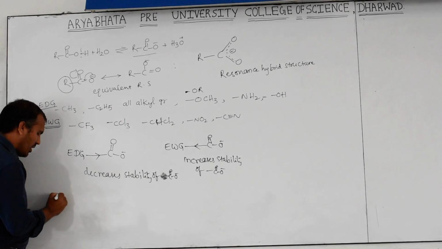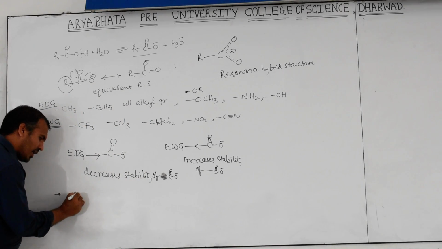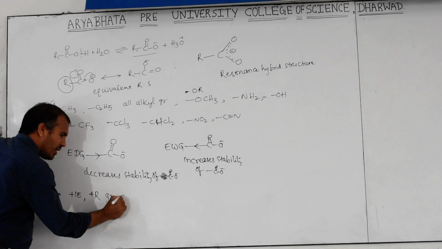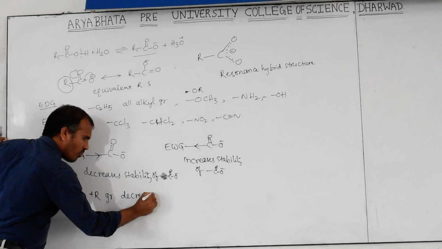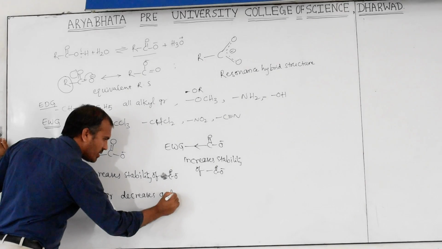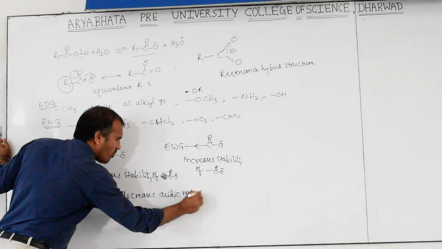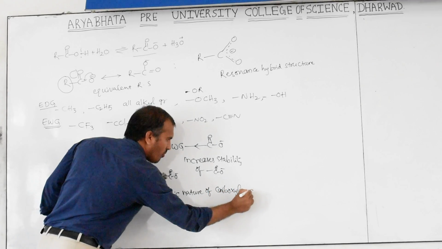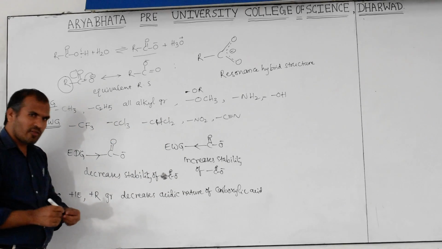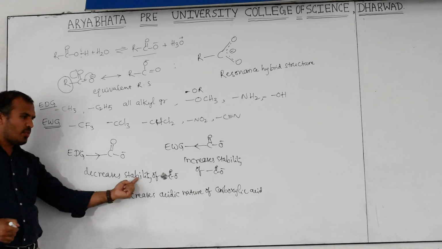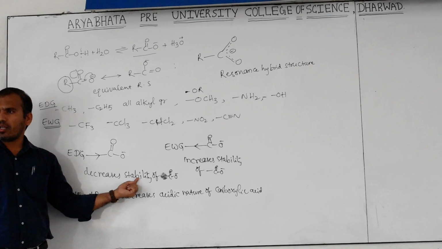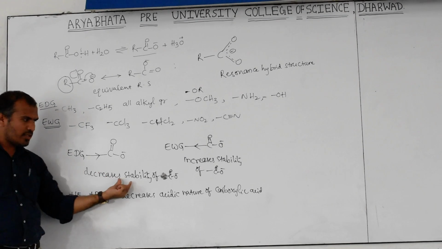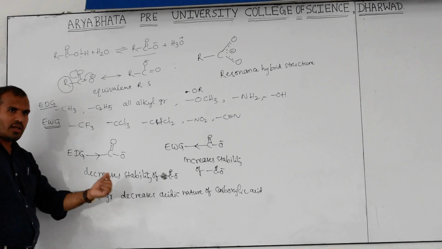Therefore, I will write here one statement: +I or +R group decreases the acidity or acidic nature of carboxylic acid. Why does it decrease the acidic nature of carboxylic acid? It decreases the stability of this anion. Clear? If it is more stable, it is more acidic. But this electron donor decreases stability, then automatically the acidic nature also decreases.